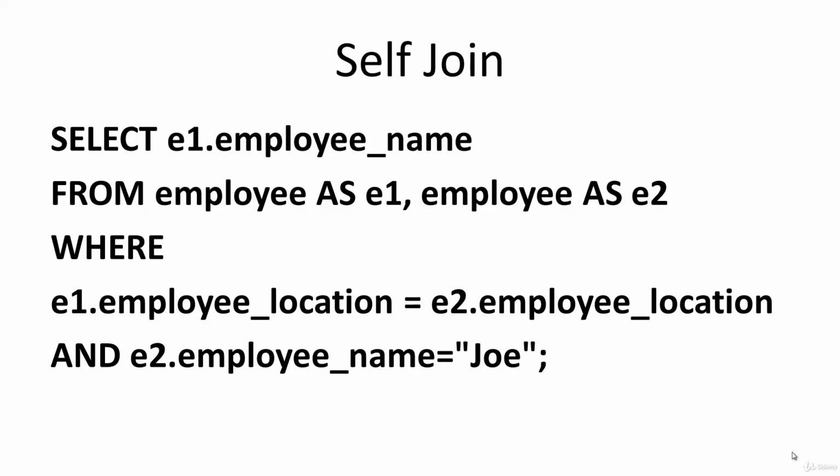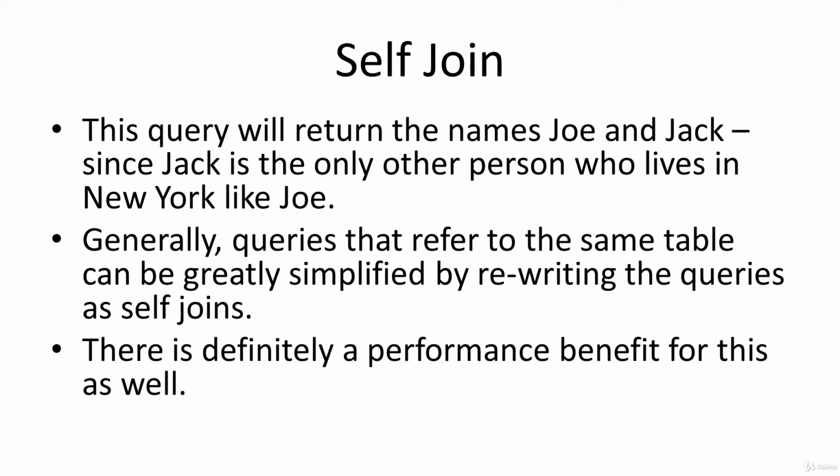Let's break down a little further what this is actually doing. This query is going to return the names Joe and Jack, since Jack is the only other person who lives in New York like Joe. And generally, queries that refer to the same table can be greatly simplified by rewriting the queries as self-joins.